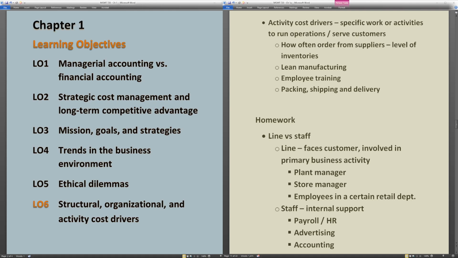Now, what are staff? Anything that's internal support. In other words, they don't deal with the customers and they don't deal with the direct primary business activity. They're not making the product. They're doing something else. Payroll, HR, advertising, accounting, all of these sorts of activities are staff or internal support type activities.